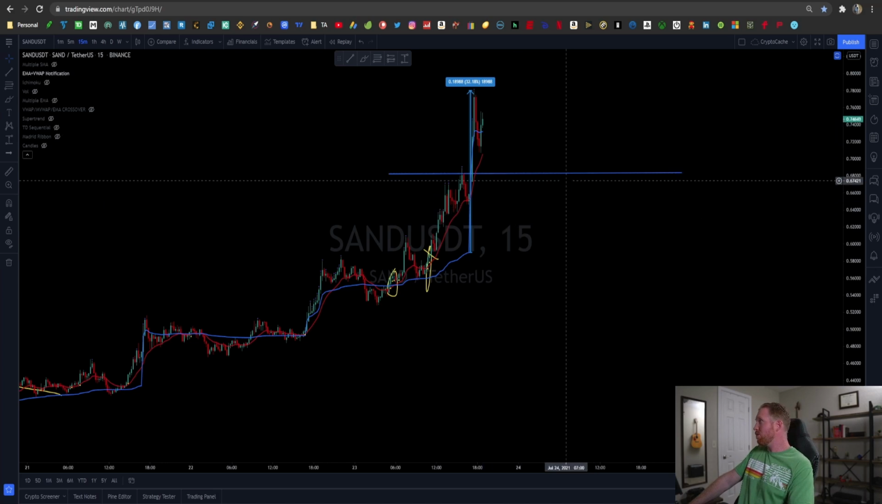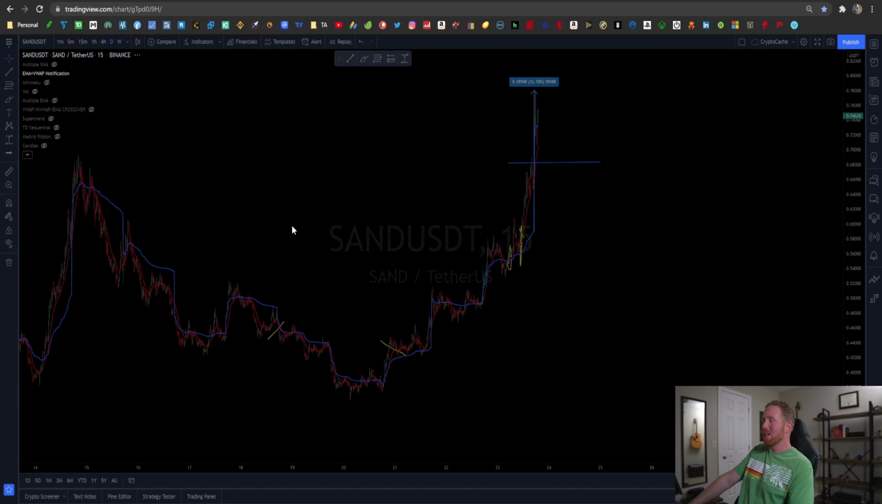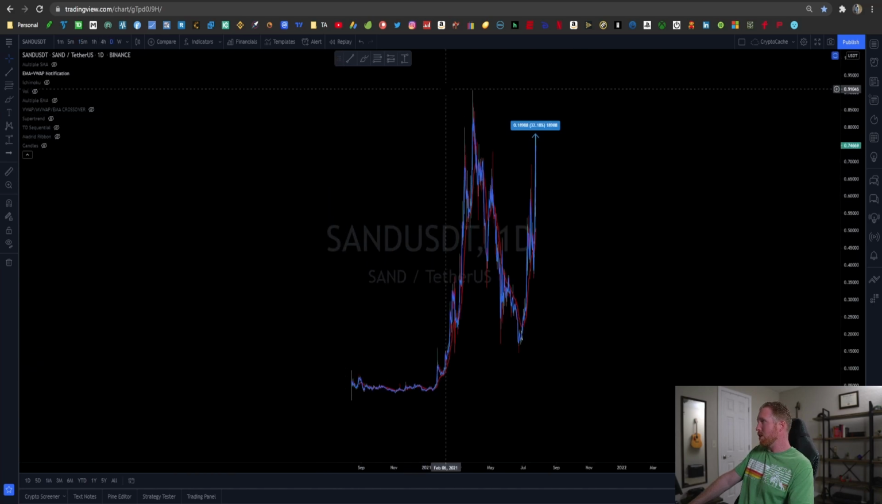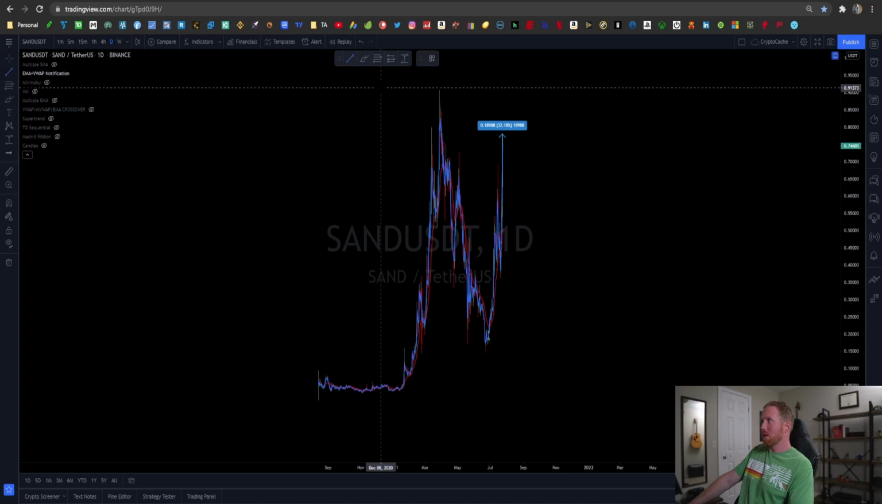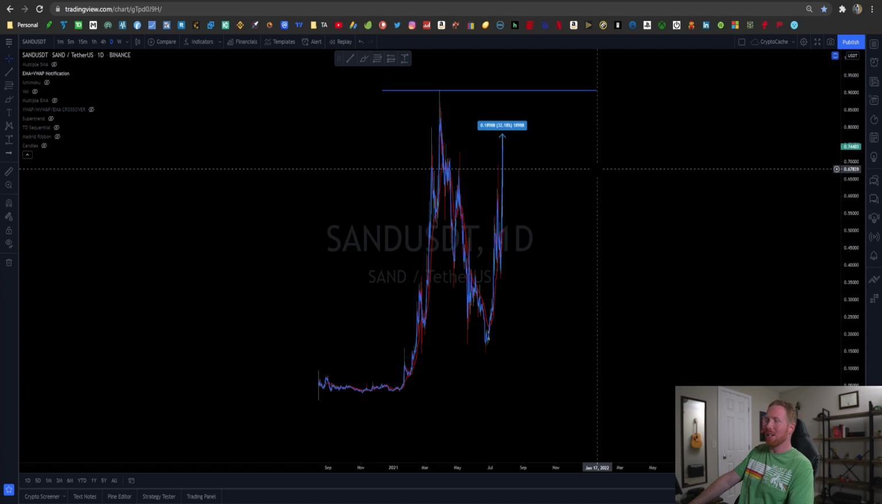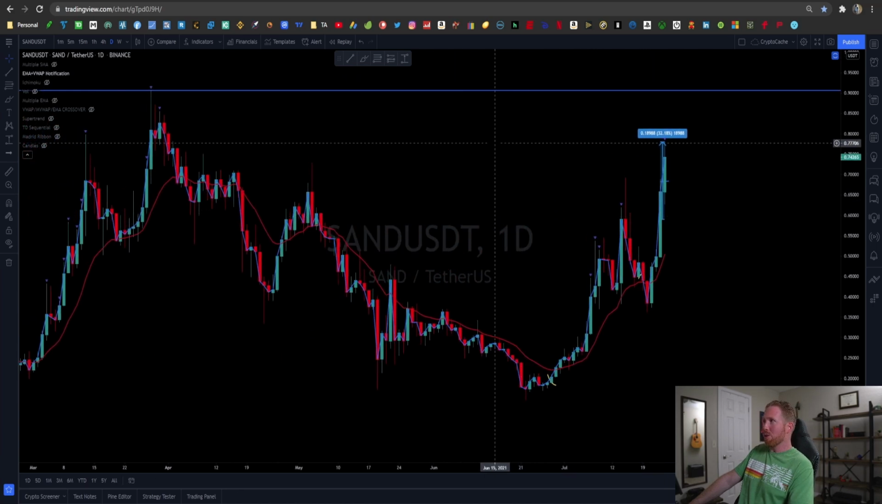We could even hit, what, $1? That's very possible. I don't think Sandbox has done that yet, right? What was the highest point? 91 cents, approximately. Okay, so I would say that's the next major resistance. And if we go on another bull run, expect the price to possibly bounce off of 91 cents. But right now, we're kind of in recent uncharted territories.